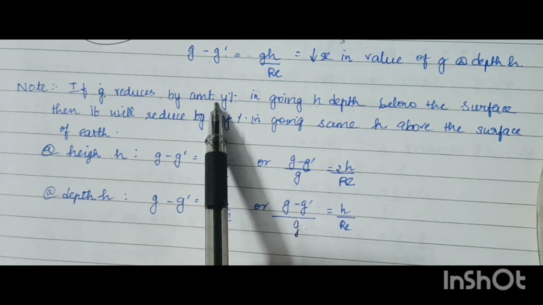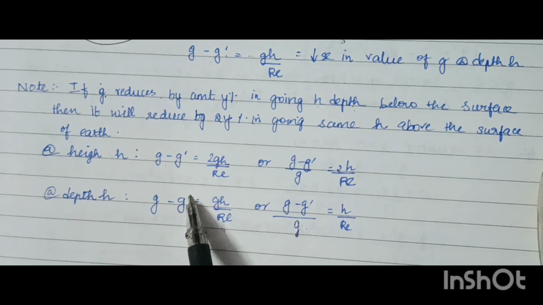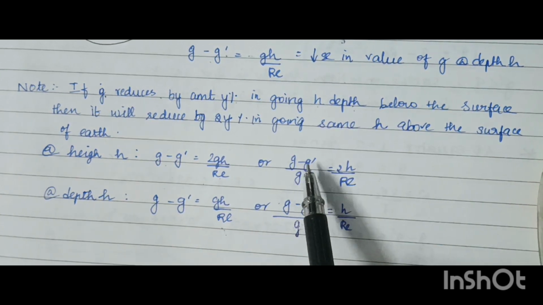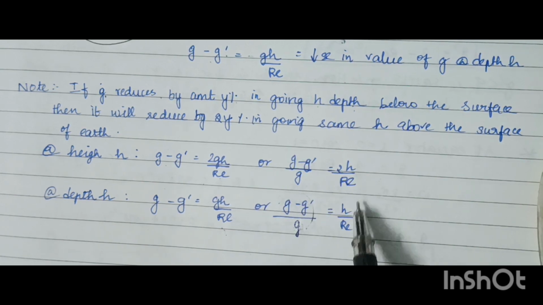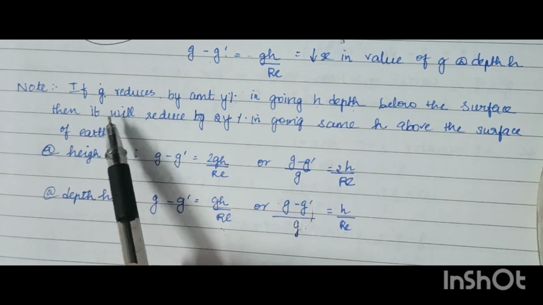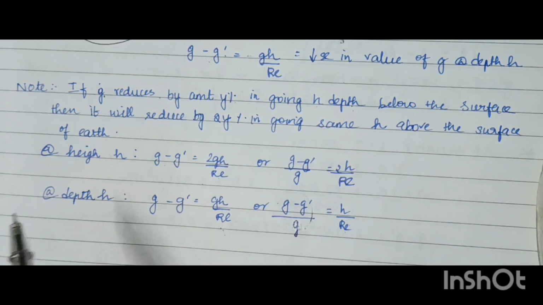If g reduces by y amount in going to depth h below the surface, so if g minus g dash by g equals y, then g minus g dash by g for a height will be equal to 2y, because h by r equals y, which we have taken. So 2h by r equals 2y. So that is what they have said: if it reduces by y amount below the surface of the earth, then it will reduce by 2y amount in going the same height above the surface of the earth.